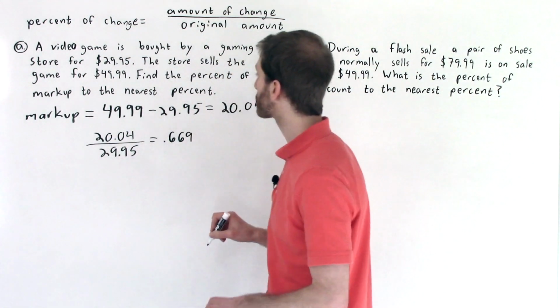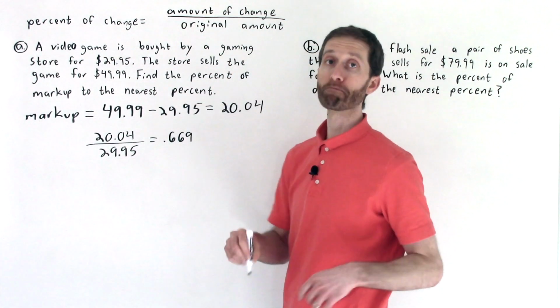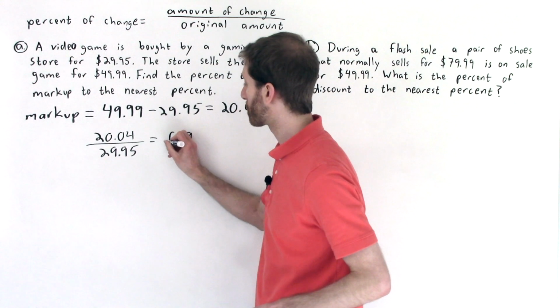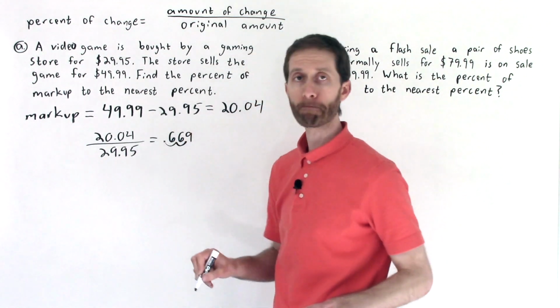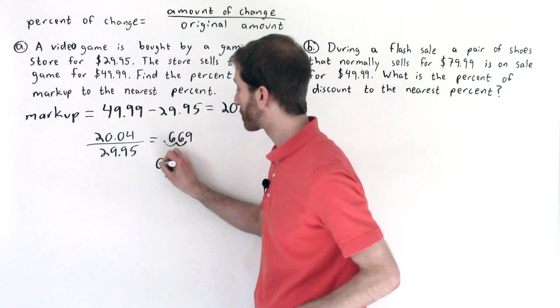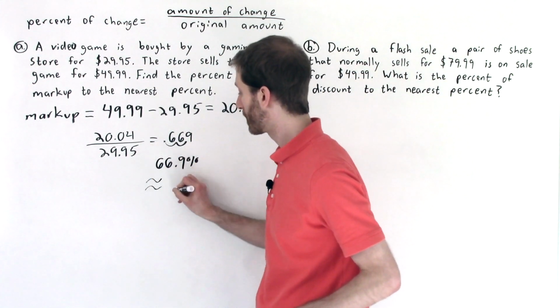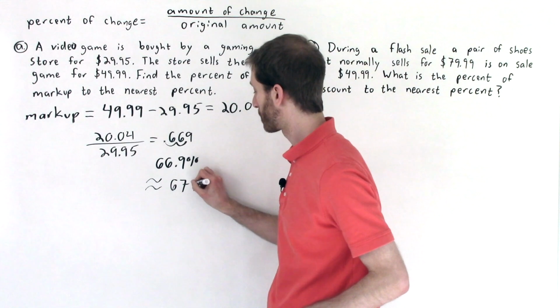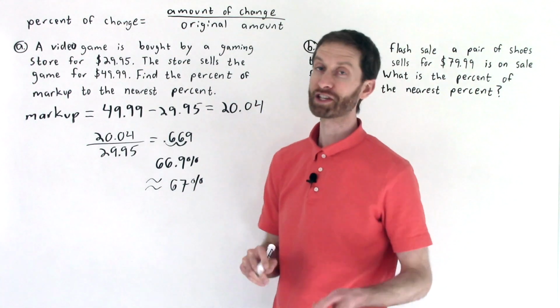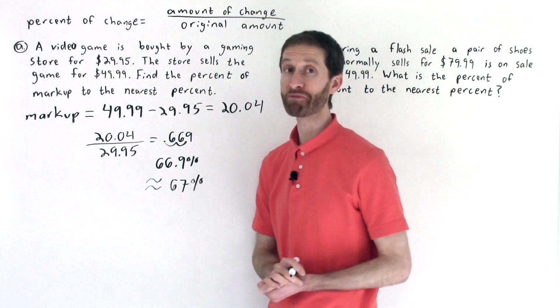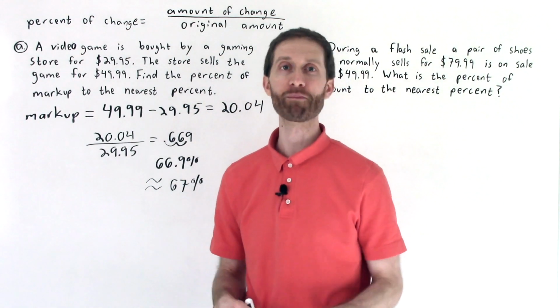0.669. Now we are asked to find this to the nearest percent. So let's just find it as a percent. We'd move the decimal point 2 places to the right, and that gives us 66.9%, which is approximately 67%. So it's a markup of 67%. Pretty solid profit, an amount of money made by that store.